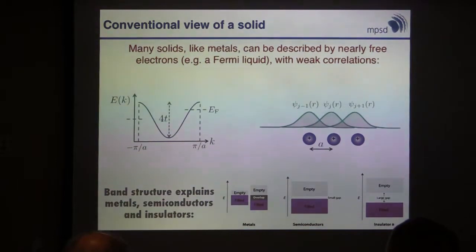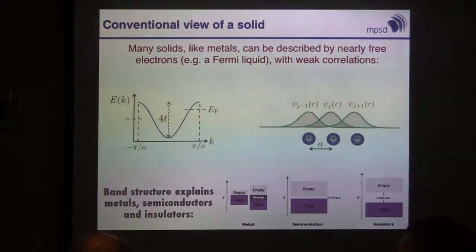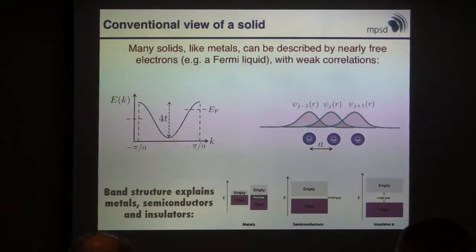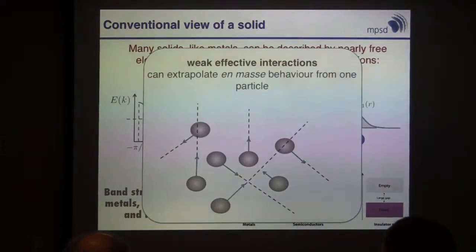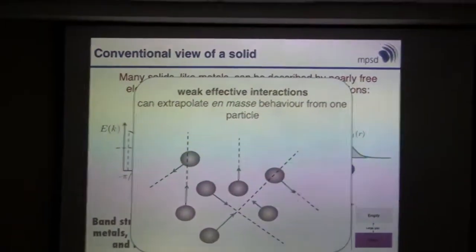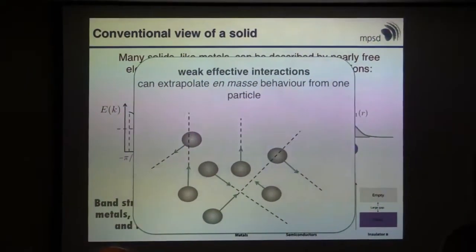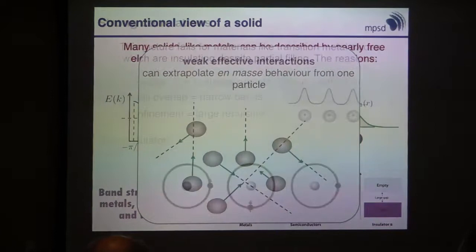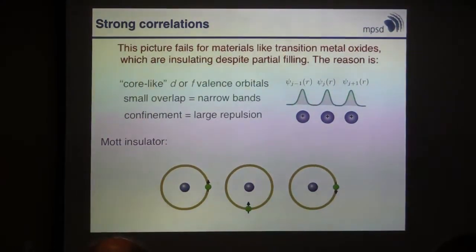Effectively what I can do is add interactions on top of this view. And what interactions will do is they will change a little bit the parabolic shape. Effectively, that parabola will look a little different once I add interactions. But by and large, I can extrapolate from the behavior of a single particle to the behavior of the many. And this allows us to predict and to control the properties of solids like silicon or gallium arsenide, etc. So this has been known for a long time.